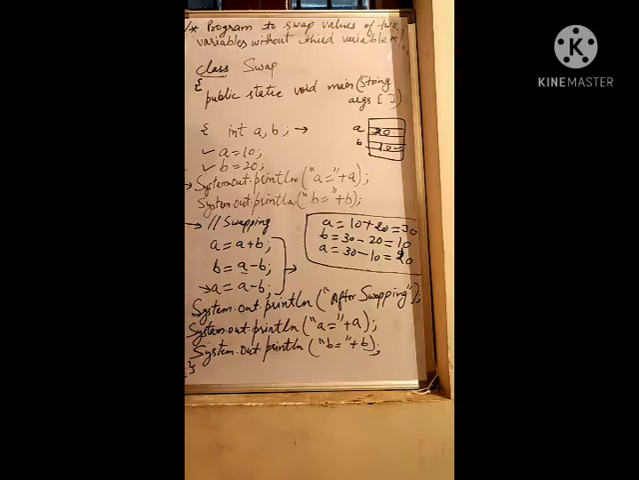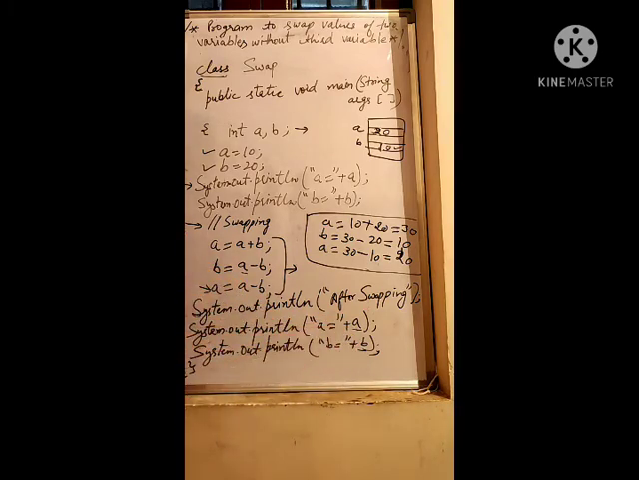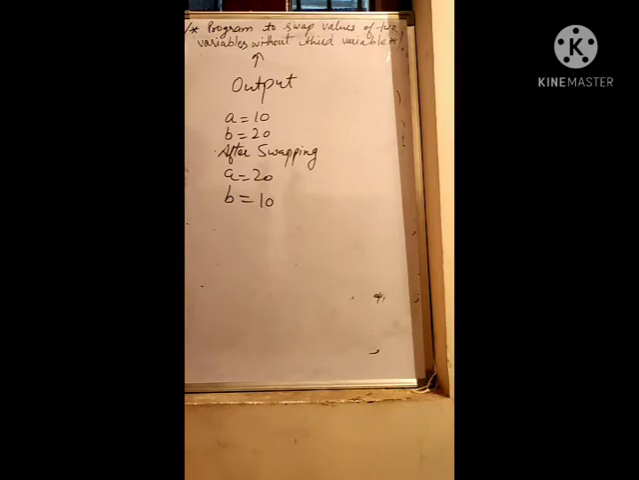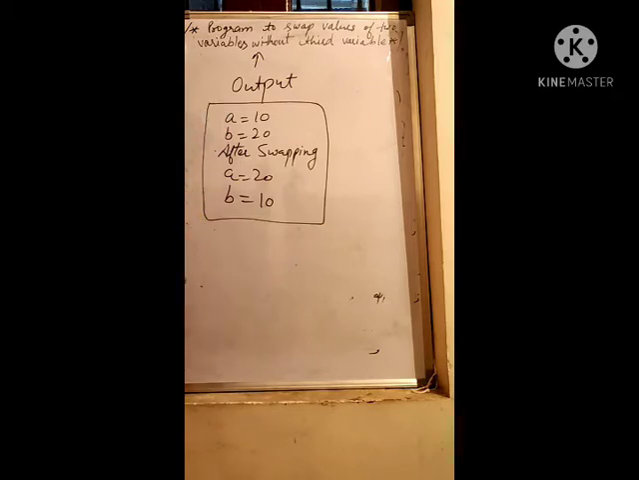So after this there are system.out.println statements that are used to show the message as well as the value of a and b after the swapping. So what is the output of this program? After execution of this program, this result is displayed on your terminal window. Firstly, a has 10 value, b has 20 value, but after swapping the values are exchanged, so a gets 20 value and b gets 10 value.